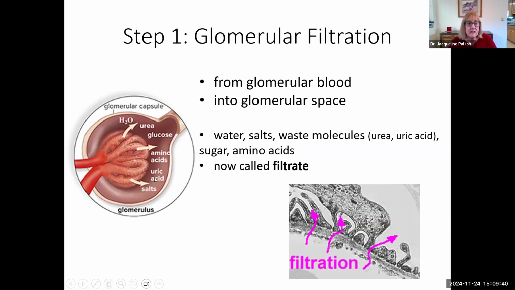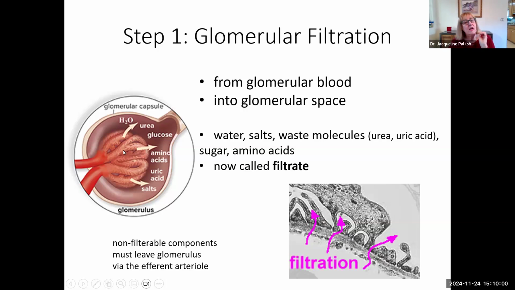So all of this stuff is leaving the glomerulus, going through all those little filtration slits, and now is in that glomerular space. And now it's called a filtrate. And from the glomerular space, it can then enter the proximal convoluted tubule. The stuff that's left in the glomerulus, the stuff that could not be filtered, is going to leave the glomerulus through the efferent arteriole.